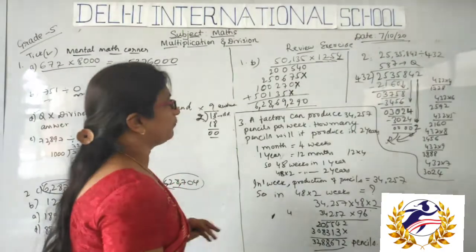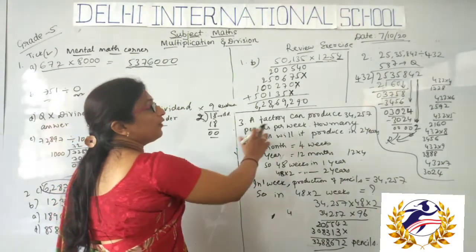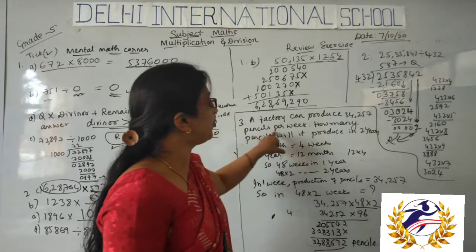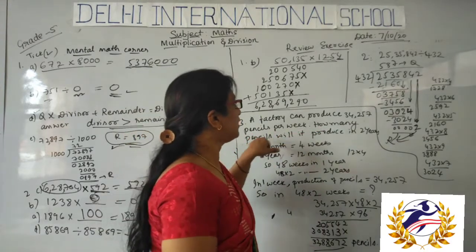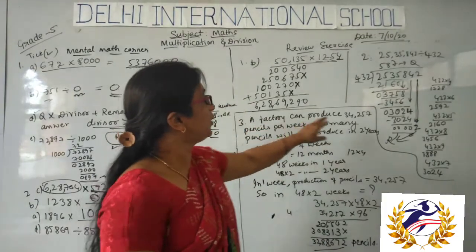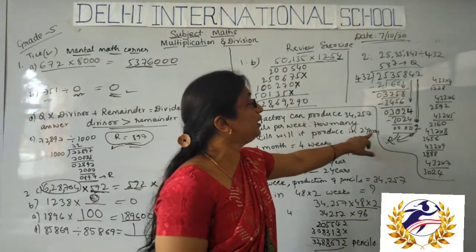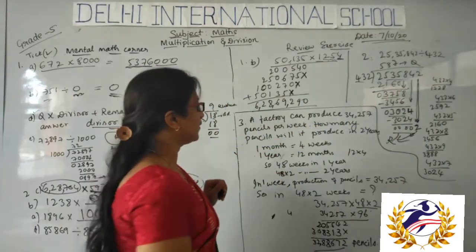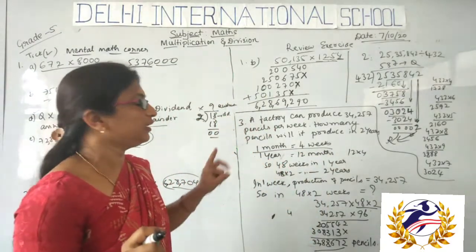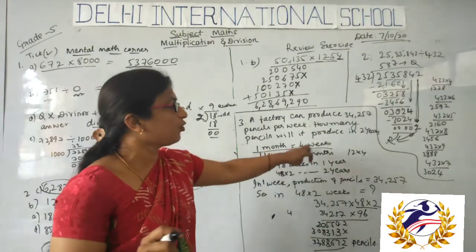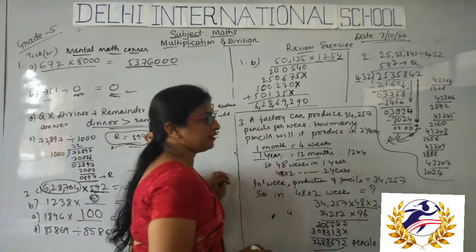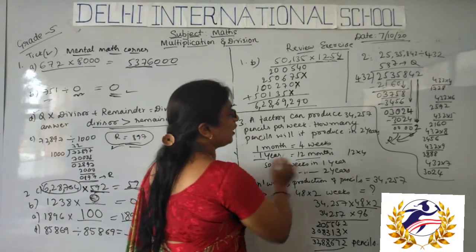So next problem. In story sums they have given, a factory can produce 34,257 pencils per week. How many pencils will it produce in 2 years? They are asking, if it produces so many pencils in 1 week, how many in 2 years. So 1 month, we know that 4 weeks will be there. So 1 year contains 12 months, isn't it?